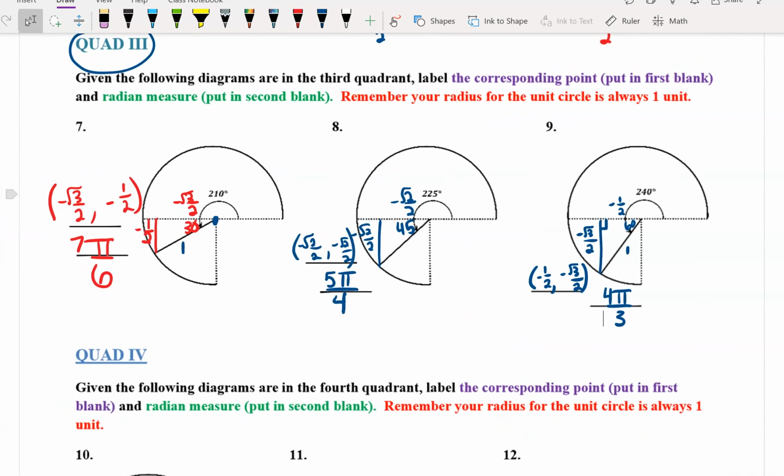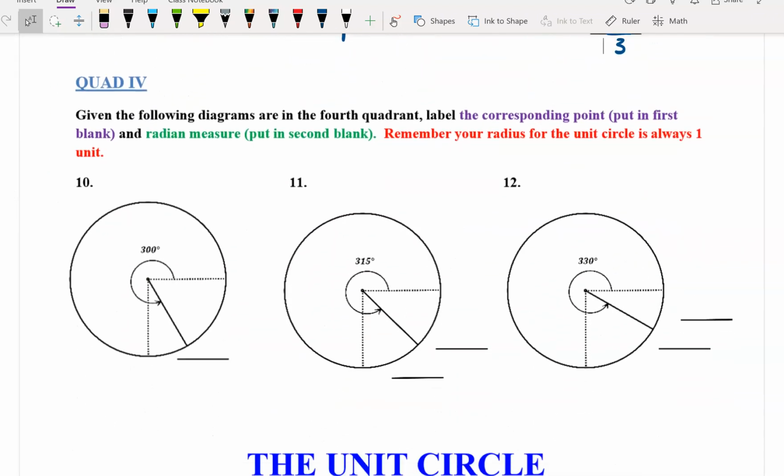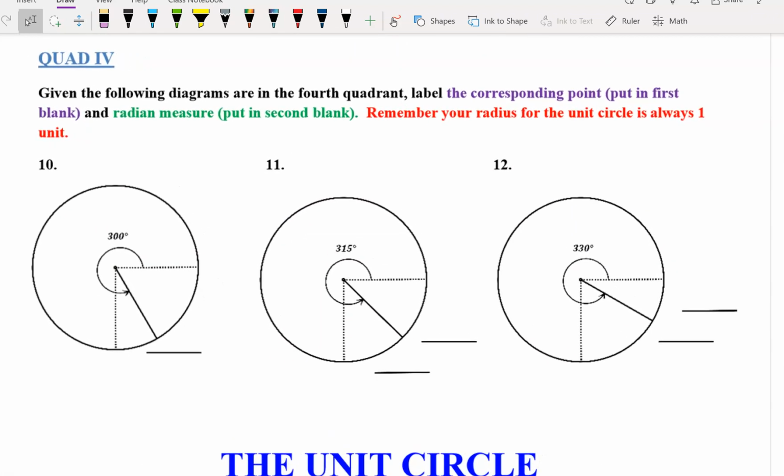Go ahead and copy all this stuff down if you don't have it down already. And then the last quadrant, if you want to try this on your own, pause the video. It's really good to be able to figure this stuff out on your own. If not, you can just watch me. We need to find the reference angle. This is going to be a 60-degree reference angle because it's 60 away from 360, which would be all the way around a circle.